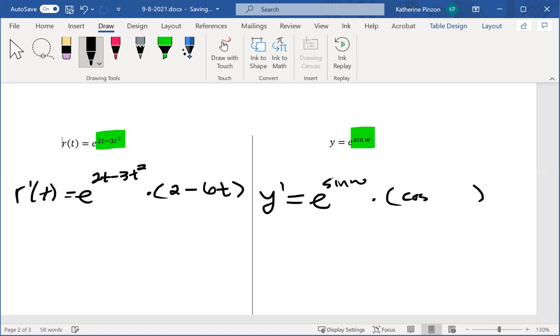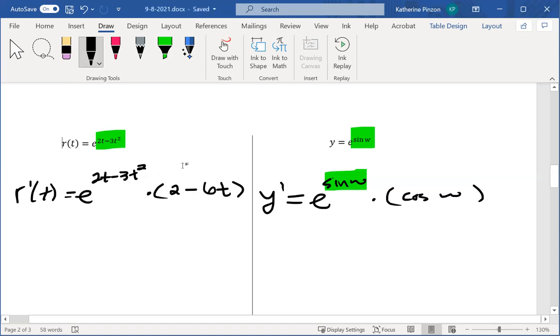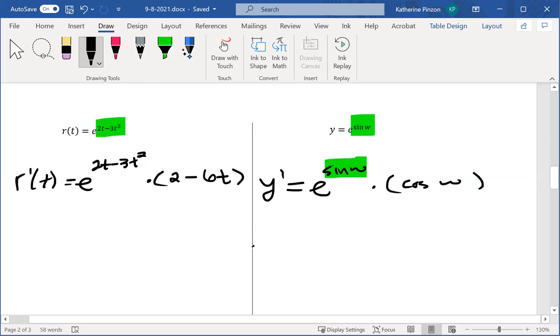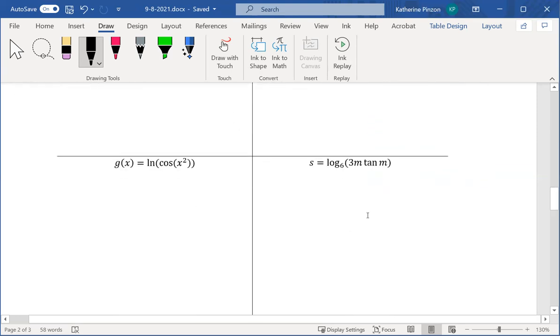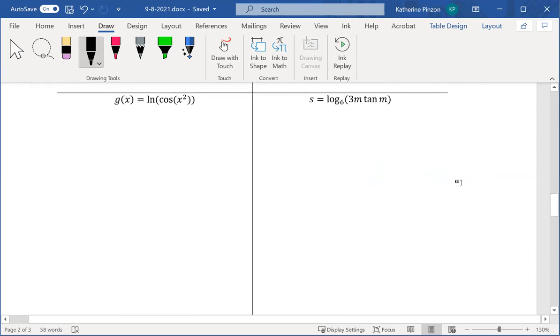What I want you to be careful about when you're doing this is this sine w is an exponent, cosine is not, right? So when you're entering this into Infinity or wherever you're entering it, the sine is an exponent, the cosine is not, okay? Same over here. In this first one, the 2t minus 3t squared is an exponent. The 2 minus 6t is not. Okay.